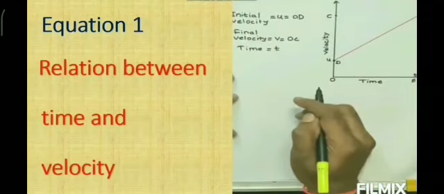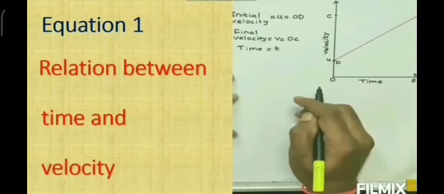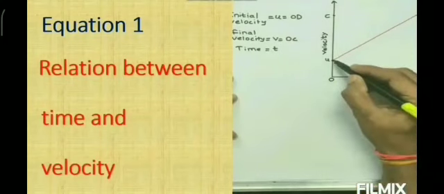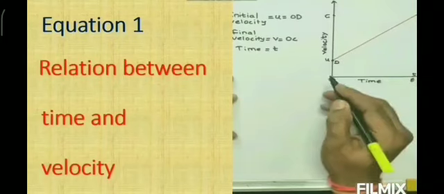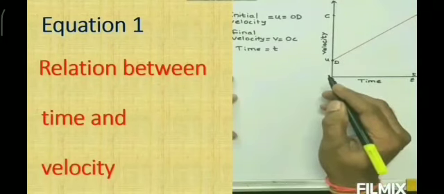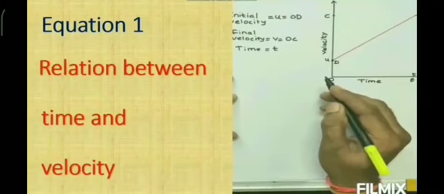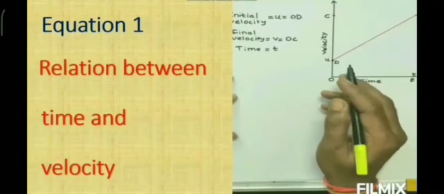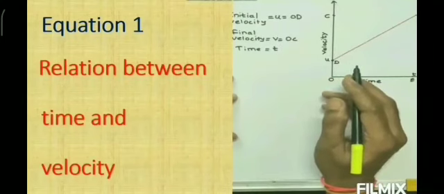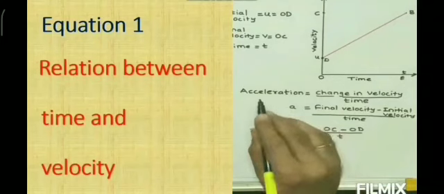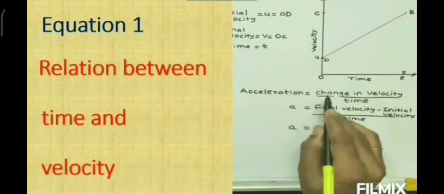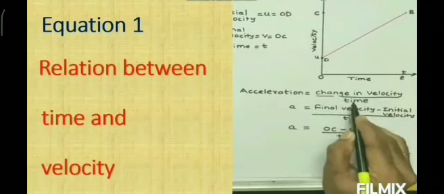We know that the rate of change of velocity is called acceleration. Here, the rate of change of velocity is going on increasing. Let us see what is the acceleration that is taking place in the body. We know the formula. Acceleration is equal to change in velocity upon time.